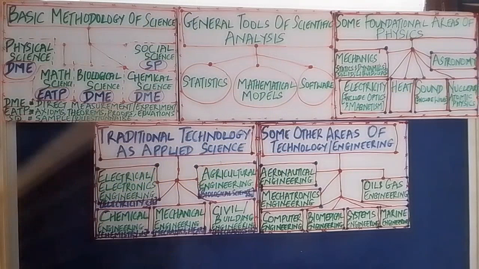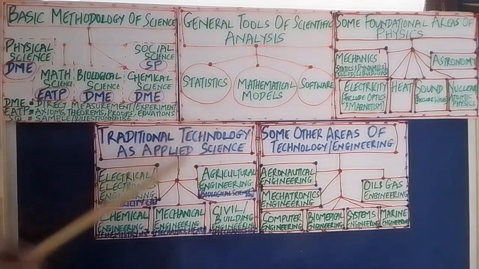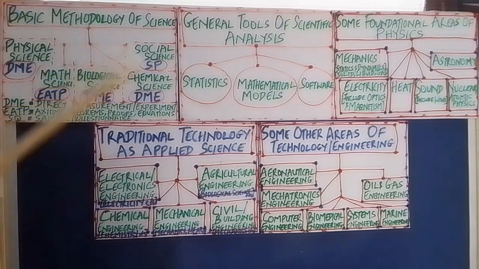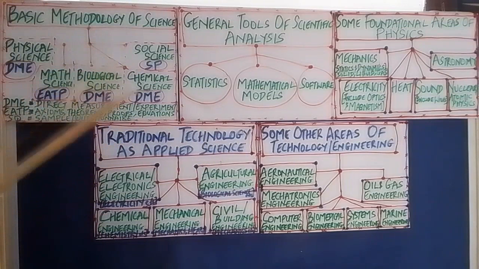Then we can now move to traditional technology as applied science. Remember here, and in our preceding discussions, when we were talking about science, we didn't actually include engineering, but we just felt it is good for us to add it so that we can see engineering and technology as applied areas of science.